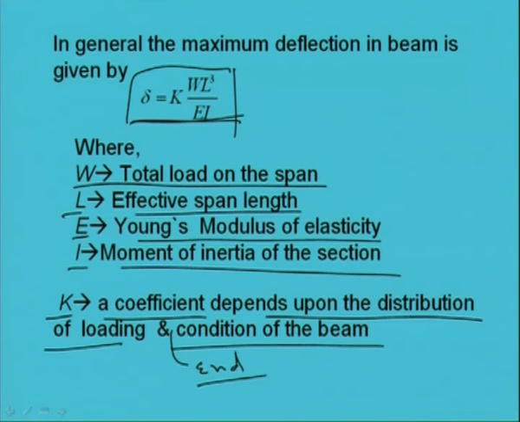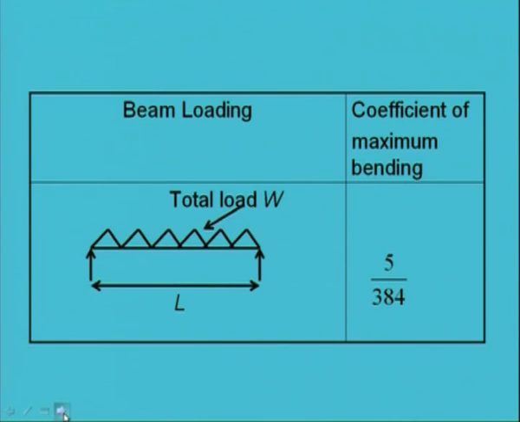For some standard loading conditions and boundary conditions, we know the deflection coefficient. Suppose we have a simply supported beam with UDL load, then the coefficient K will become 5 by 384, that we know, right. So, if such a case happens, we can simply find out the maximum deflection, and that also means we have to remember the maximum coefficient from which we can find it out.